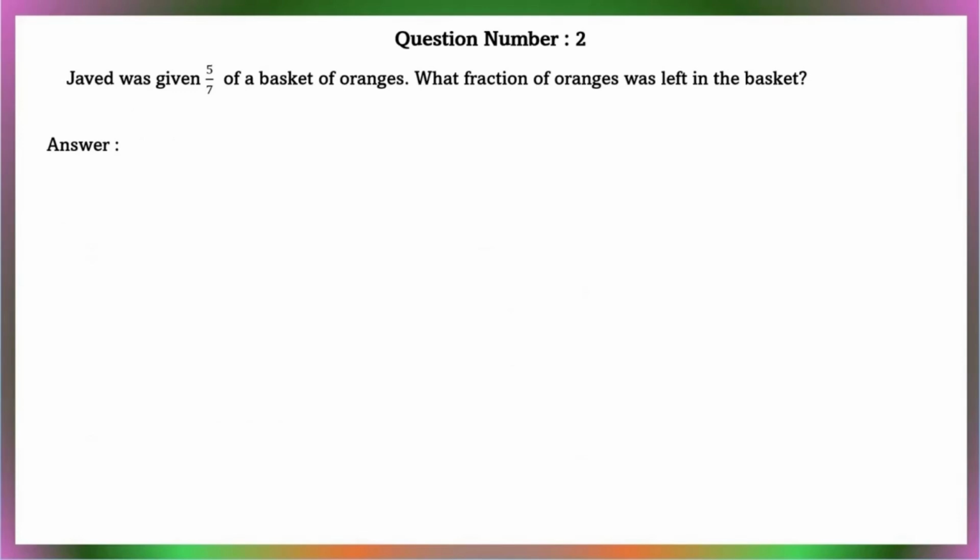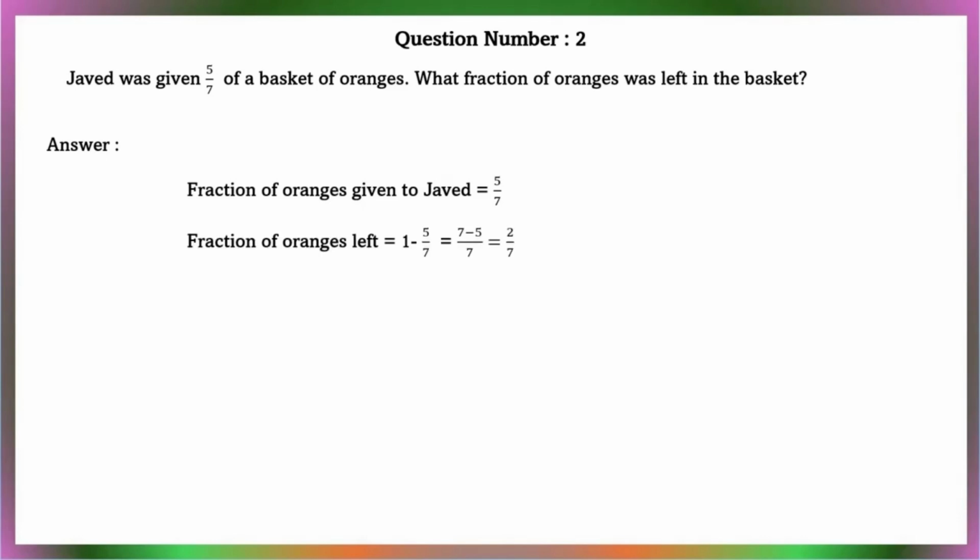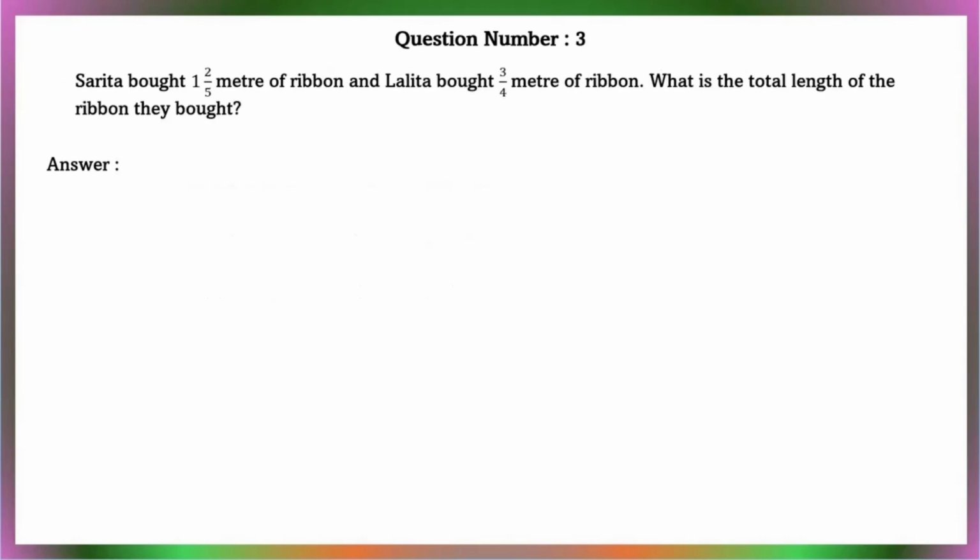Question 2. Javid was given 5 by 7 of a basket of oranges. What fraction of oranges was left in the basket? Fraction of oranges given to Javid is equal to 5 by 7. Fraction of oranges left is equal to 1 whole minus 5 by 7. That is, taking LCM, we will get 7 minus 5 by 7, which is equal to 2 by 7. 2 by 7 of the oranges were left in the basket.